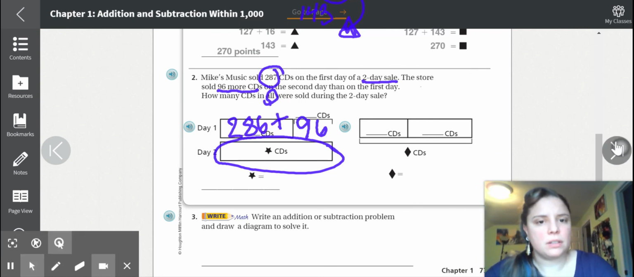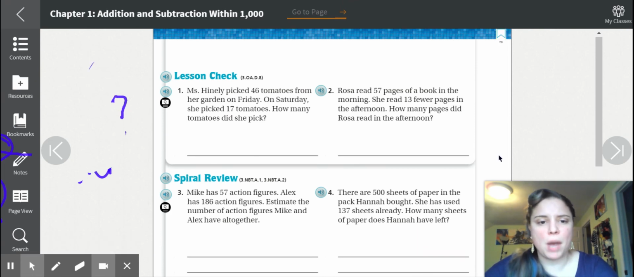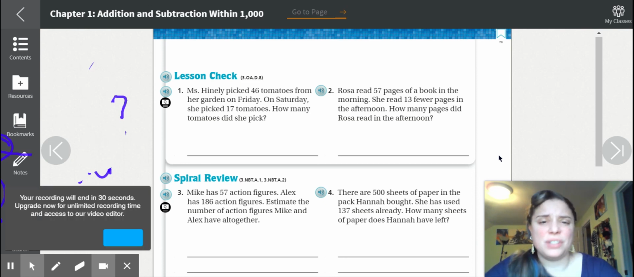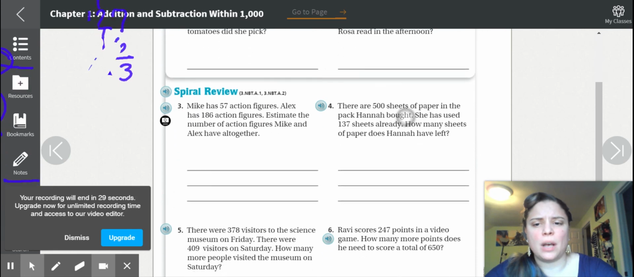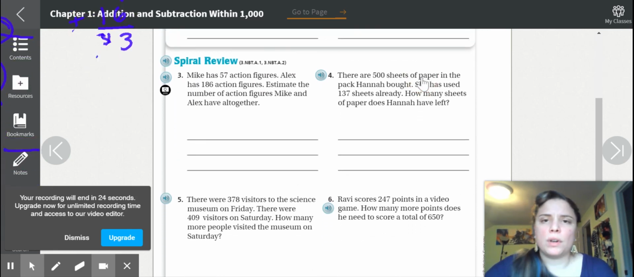All right, guys, let's look at what you have going on for your lesson check. Same idea. If you do not want to use a bar model to solve these, you don't have to. This is just something we're doing so we can help each other. And of course, if you need to use our word problem anchor chart, it is on the Facebook page, and that'll help you figure out if you need to add or subtract.